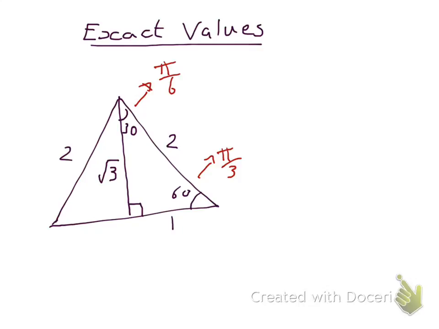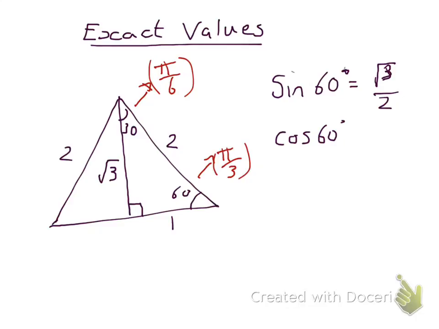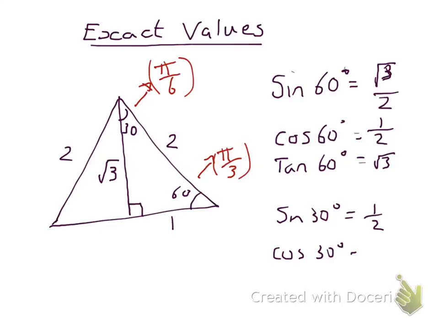So, I've got a right angle triangle here. I know both angles and all 3 sides, so I can look at some trig ratios. I can now see that sine of 60 degrees must be opposite over hypotenuse, root 3 over 2. Cos of 60 degrees will be a half, and tan of 60 degrees will be root 3 over 1, root 3. Looking at the other angle, sine of 30 is a half, cos of 30, root 3 over 2, and tan of 30, 1 over root 3.